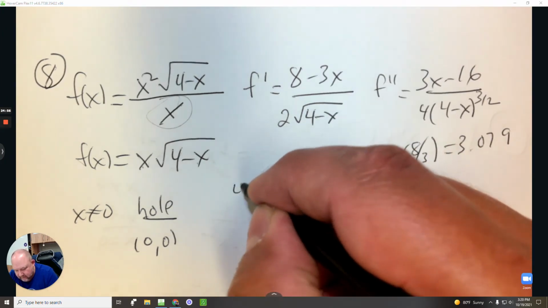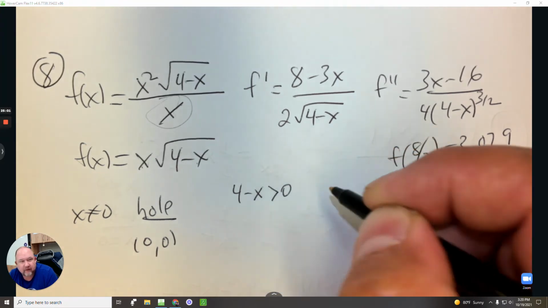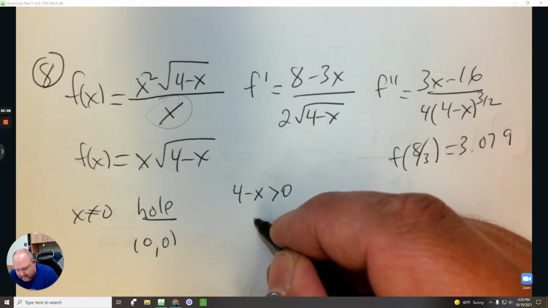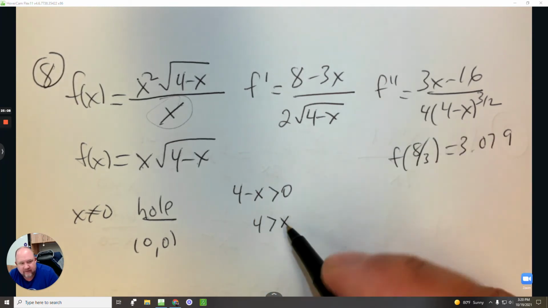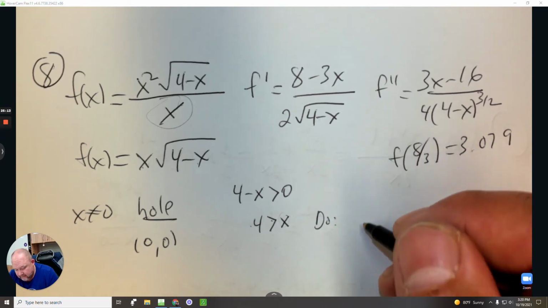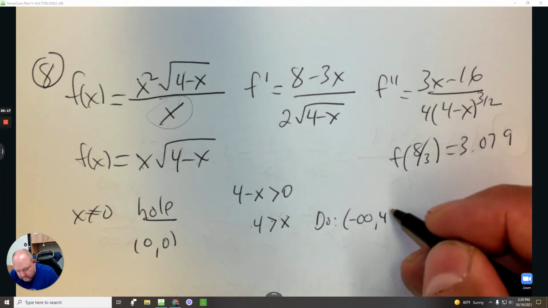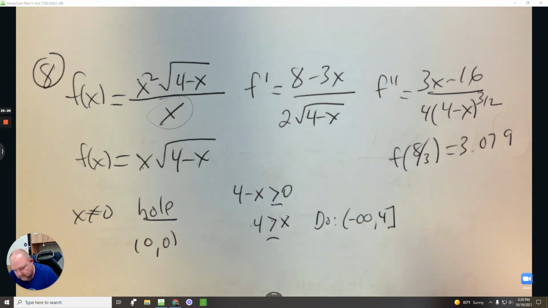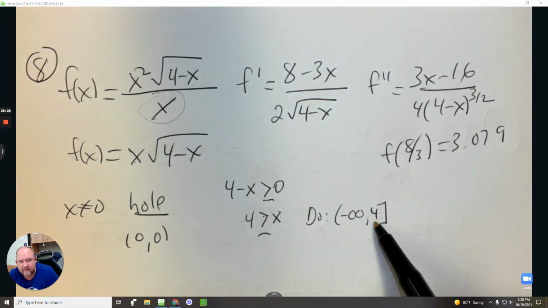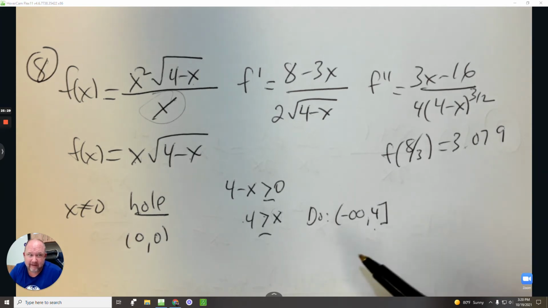I also know that 4 minus x must be greater than 0, or else you'd have an imaginary number here. So if I add x to the other side, x is smaller than 4. So the domain would be from negative infinity up to 4. It's okay that x is 4 because you can take the square root of 0, but it goes from negative infinity up to 4. A number bigger than 4 would make it imaginary.